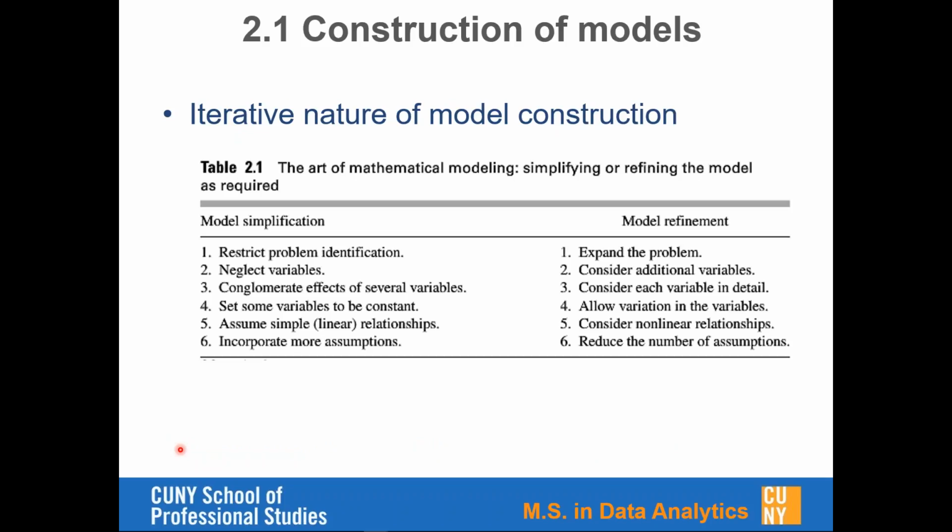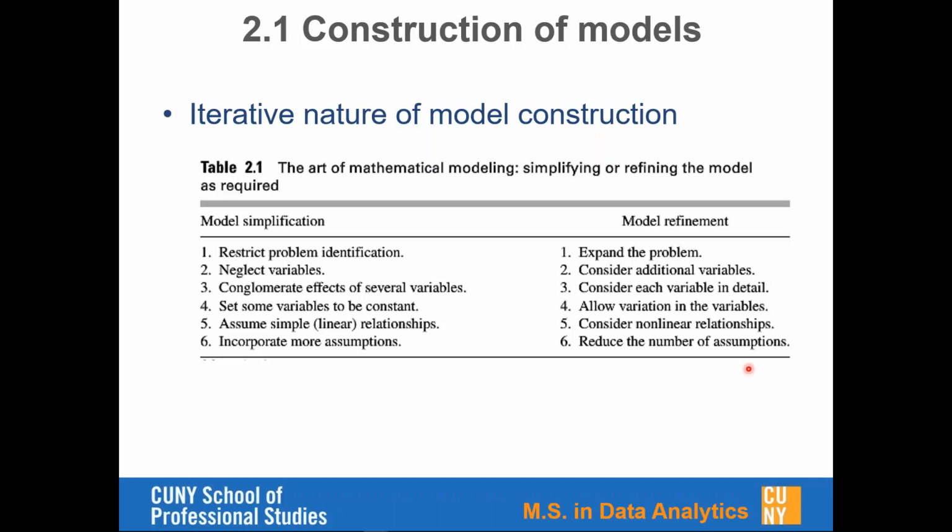And then you have to make some assumptions. You simplify the real world, use model simplification, and also you have to further refine the model. Here is a list of points on how you would simplify the real world. You restrict problem identification, try to neglect some of the variables, set some variables to be constant, assume some simple relationships. But for the refinement, you could consider additional variables, consider each variable in detail, allow variation in the variables. So here, we're trying to give you a sense that there is always a selection of model, a selection of variables when you come to the model building process.